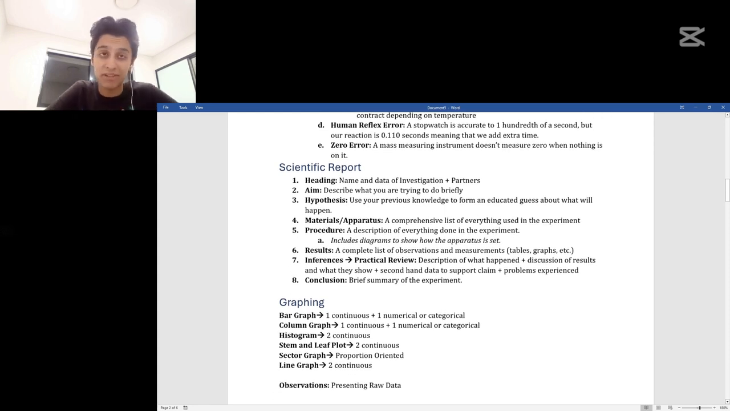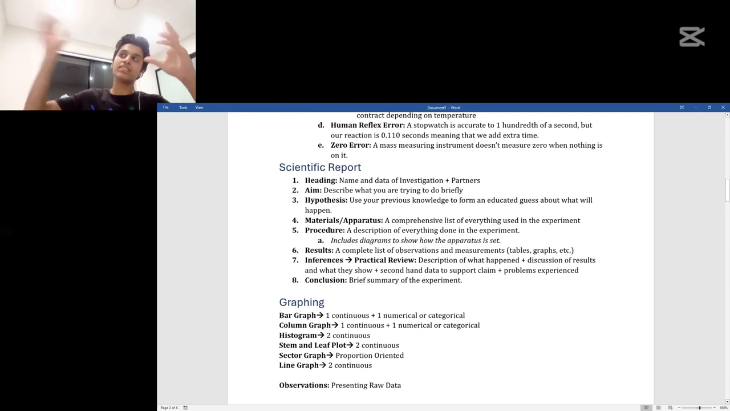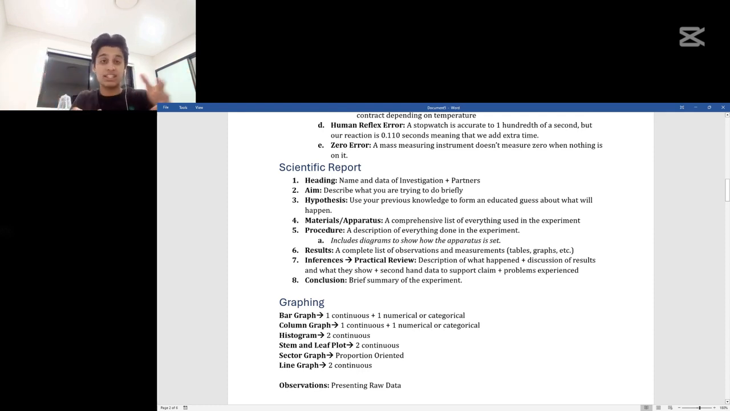Materials or apparatus, which is a comprehensive list of everything used in the experiment. So retort stand, beakers, Bunsen burners, and yeah, a list of everything that you've used. Those are some examples. Now, in the procedure, you take that comprehensive list that you made in your materials and apparatus and you put it all together. It's a description of how everything was done. It's a step-by-step description. So first, the beakers were filled with room temperature tap water or something like that.